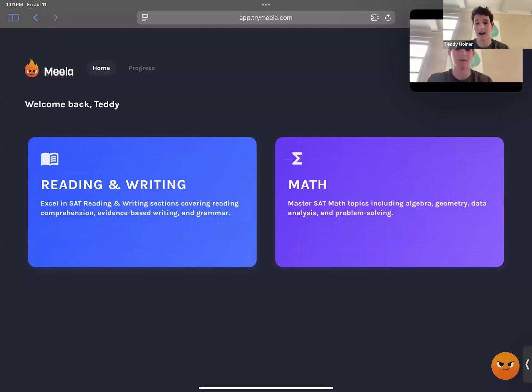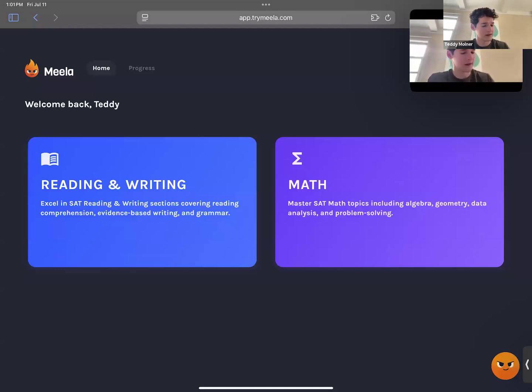And one of my favorite ways to practice both the math section and the reading and writing section, but today we're going to be talking about the reading and writing section, is MEELA. And MEELA is a tool that utilizes a lot of special features that you can't really find anywhere else, to help optimize and actually sort of gamify and really make you enjoy your studying for the test. And I want to show you that today.